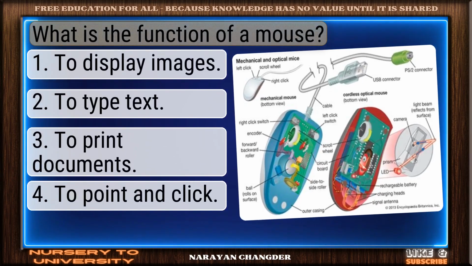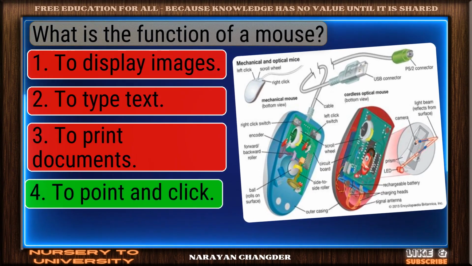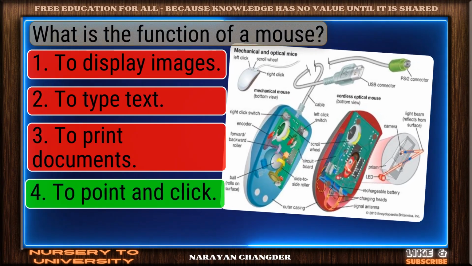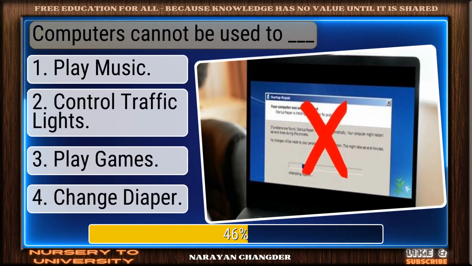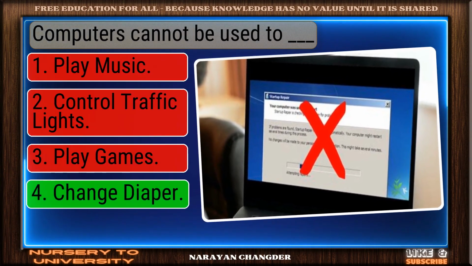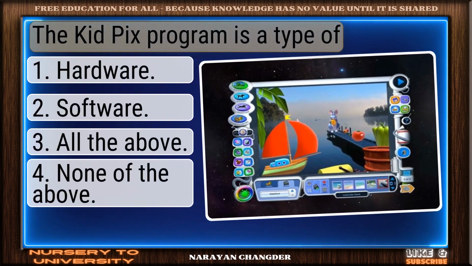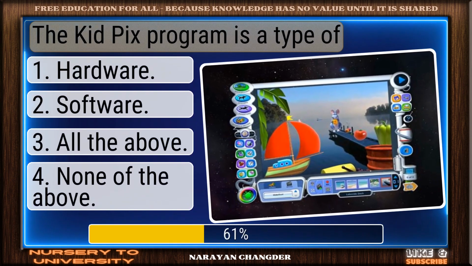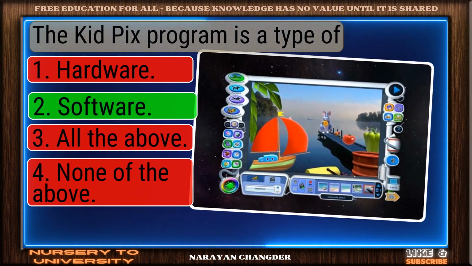What is the function of a mouse? Sharp thinking. To point and click is right. Computers cannot be used to dash. Well done. Change diaper is right. The KidPix program is a type of? Clear logic. Software is sound.